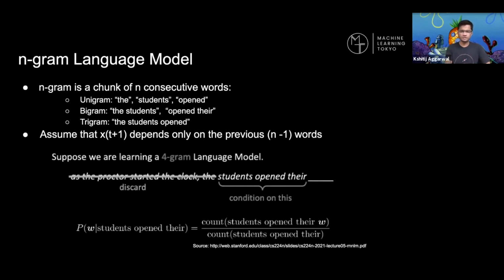So we'll only use "students opened their" to predict this fourth word, and we'll not use the previous part of the sentence, because we are just defining a 4-gram language model here. And how will we write it?